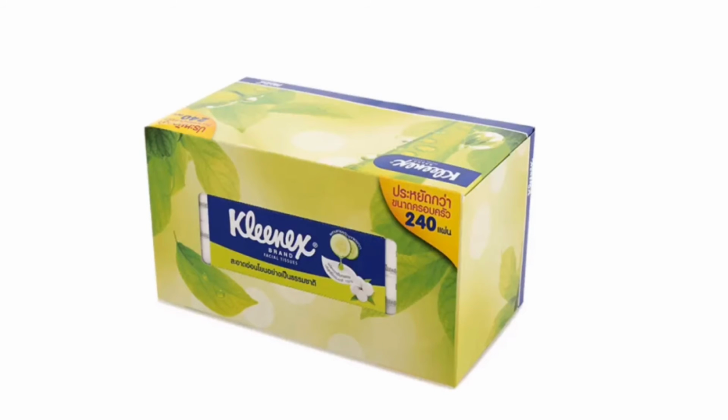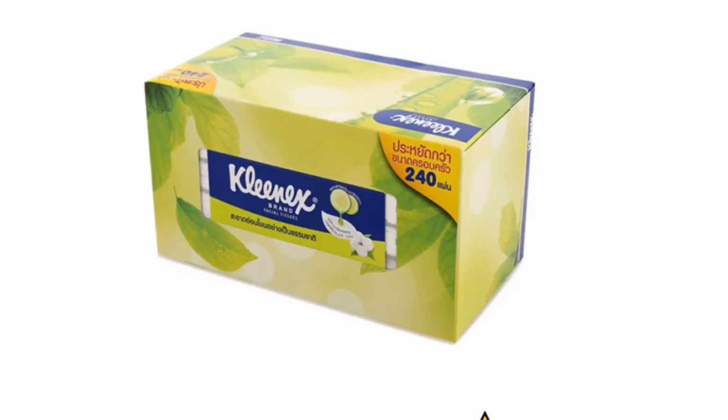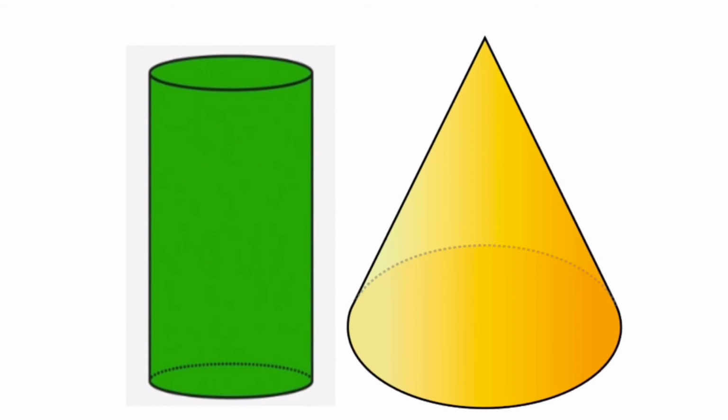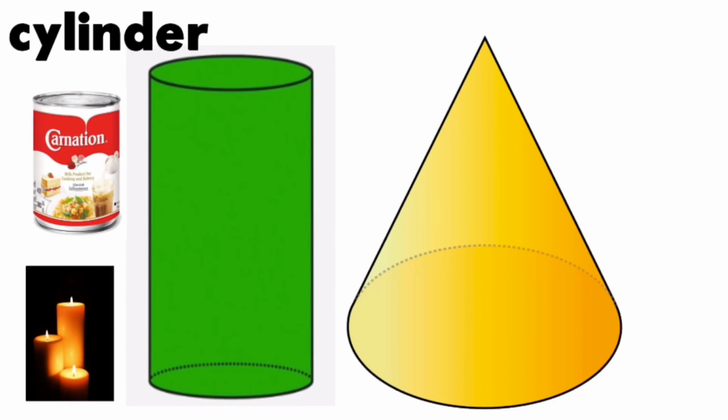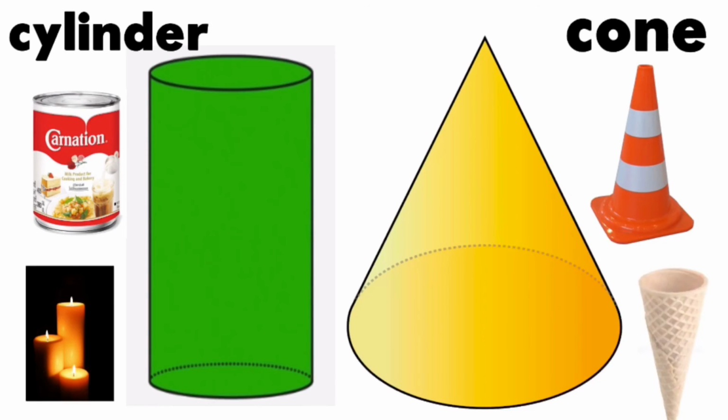Now, aside from sphere, cube, pyramid, and cuboid, the following are 3D shapes also. These are cylinders. C-Y-L-I-N-D-E-R, cylinder. A great example of this is canned milk and a candle. Next is the cone, C-O-N-E, cone. Examples of this are the traffic cone and the ice cream cone.